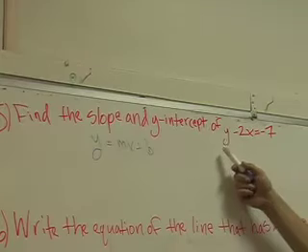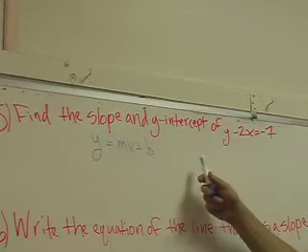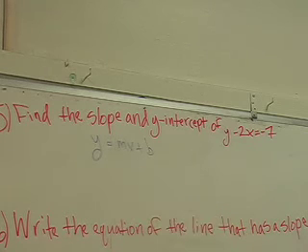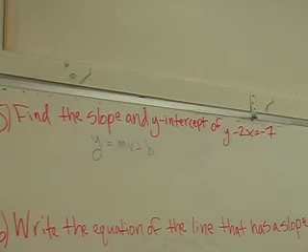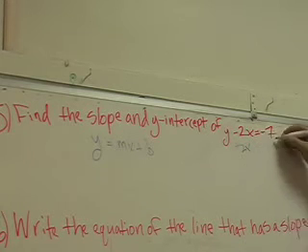Number 5, we've got y minus 2x equals -7, and we're finding the slope and y-intercept of this, so we're putting it into y equals mx plus b form. In other words, we're solving for y. How do we solve for y here? What do we do on both sides? Add 2x.